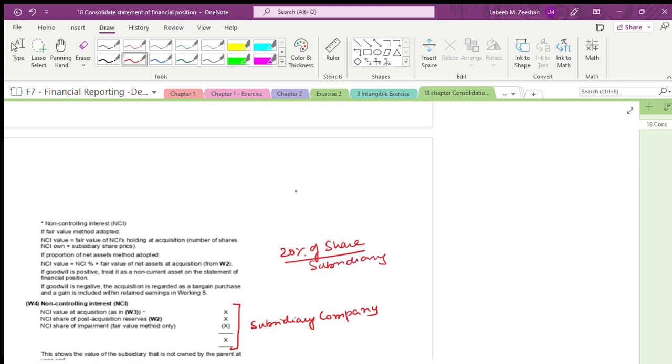This is the point we are going to segregate. We are going to divide the assets, liabilities or net assets based on the percentage of acquisition. The first point is the ratio, the percentage of acquisition. The second point is the net assets of the subsidiary. The third point is the goodwill. The fourth point is the share of the subsidiary in the form of non-controlling interest.